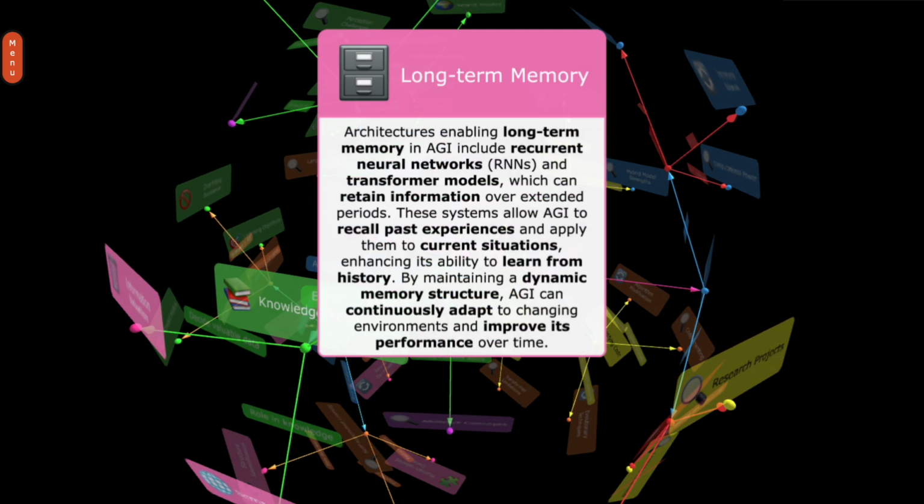Architectures enabling long-term memory in AGI include recurrent neural networks, RNNs, and transformer models, which can retain information over extended periods. These systems allow AGI to recall past experiences and apply them to current situations, enhancing its ability to learn from history. By maintaining a dynamic memory structure, AGI can continuously adapt to changing environments and improve its performance over time.